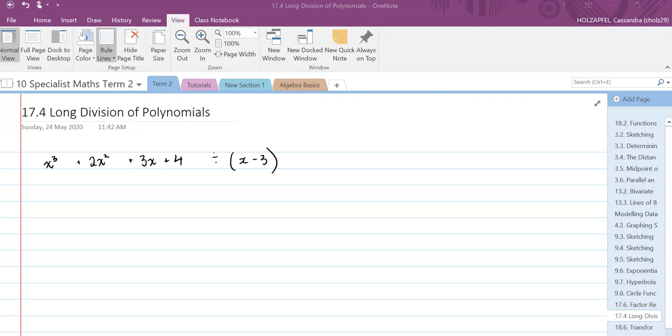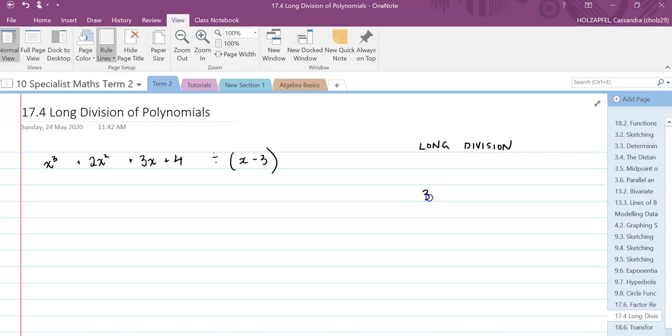Hi guys, today we're going to go through how to do long division of polynomial functions. So the first thing that I'm going to do is just quickly refresh the process of long division before we jump into this question. So let's start off with a really simple example that you guys would already know the answer to.